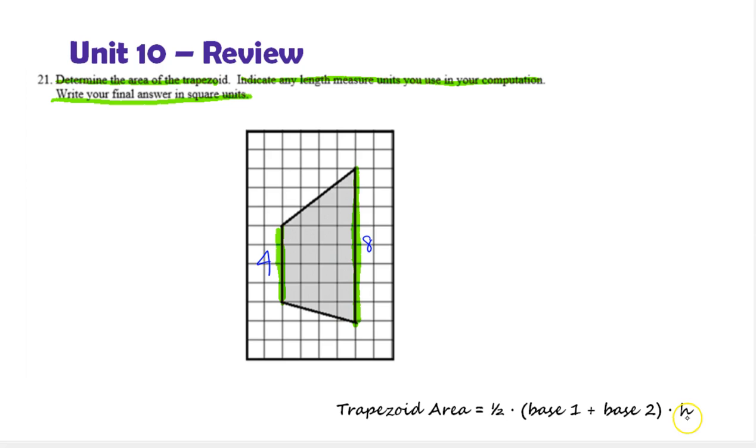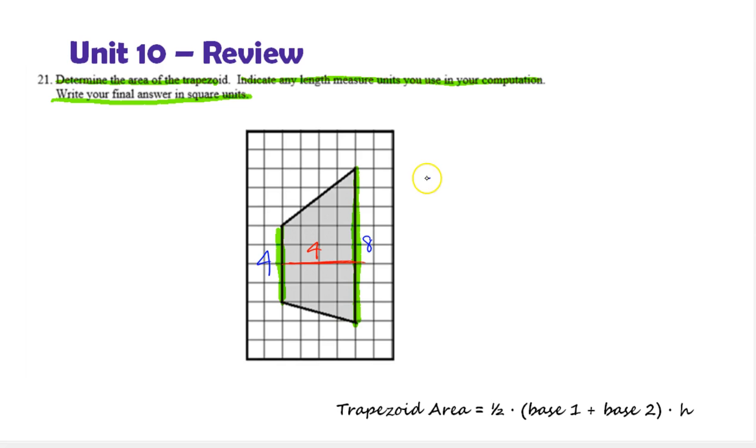The other value we need is the height. Now the height is not 8. Typically we think of bottom to top as height, but the height is relative to the bases, and it's the distance between the bases. So I found the bases and where they line up. I wouldn't start up here because 4 isn't there, this side. And this distance is 1, 2, 3, 4. So the height of the trapezoid is 4.